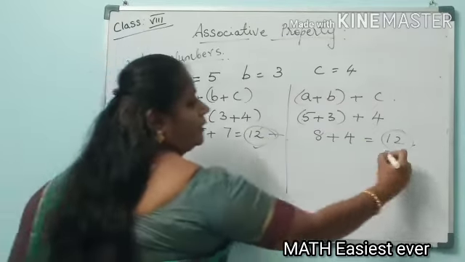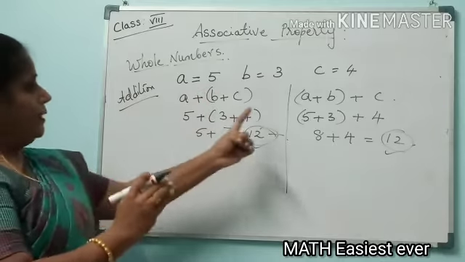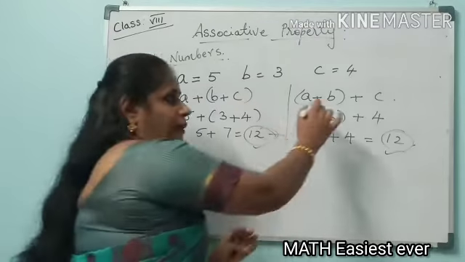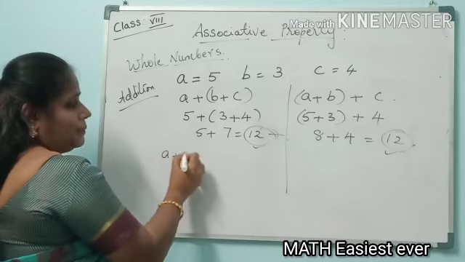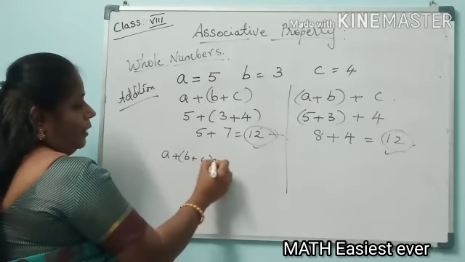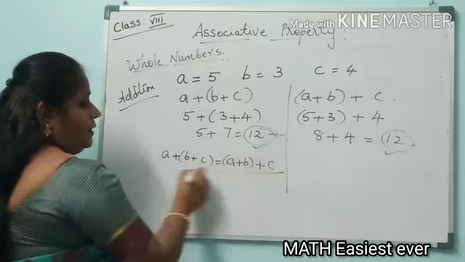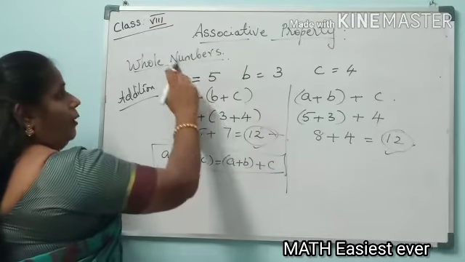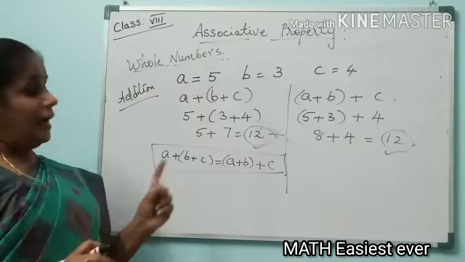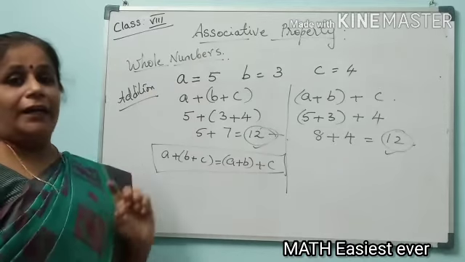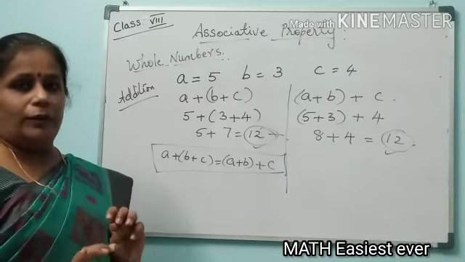So, are we getting the same answer? So, A plus (B plus C) is the same as (A plus B) group first and then added to C. So, that shows that A plus (B plus C) is equal to (A plus B) plus C. Which means that for 3 whole numbers A, B and C, associative property is satisfied for whole numbers under addition. So, addition is associative for whole numbers.